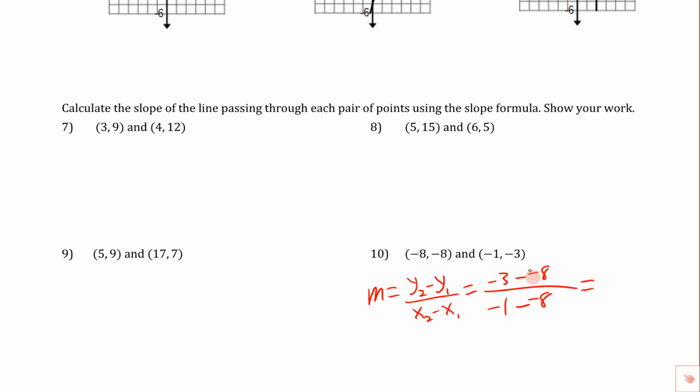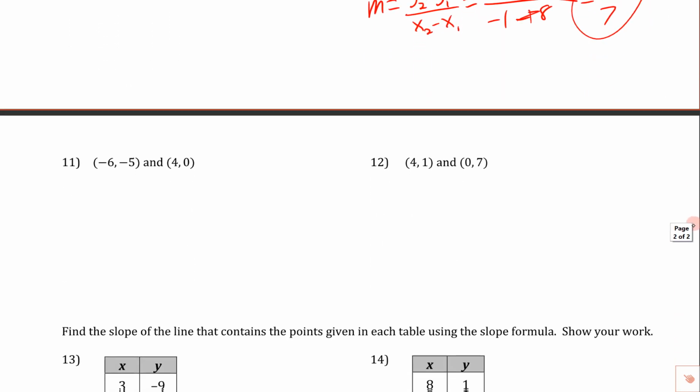Remember, when we have a minus minus, that's going to turn each one of those into a plus. So we're going to have -3 plus 8, that's a +5. -1 plus 8, that's going to be a +7. And we end up with that nice reduced fraction. We don't have to do anything else on that one. So there's our slope formula.